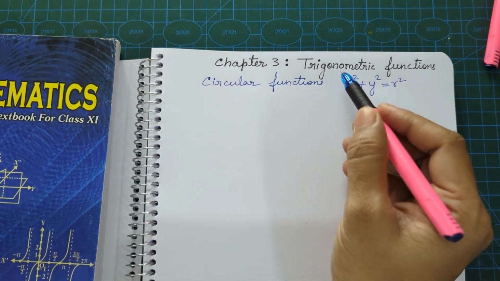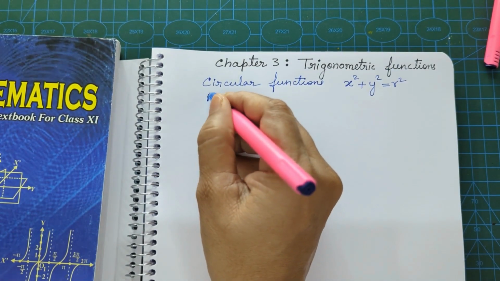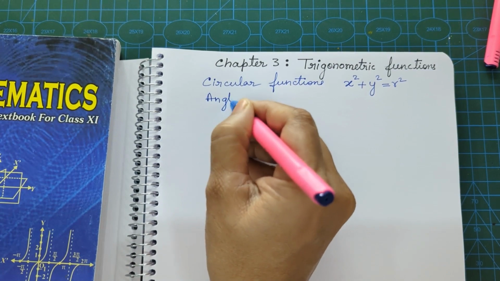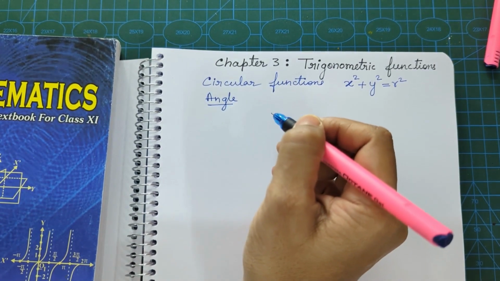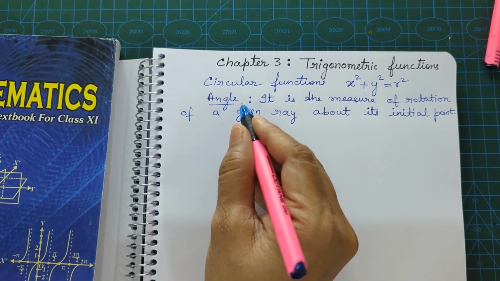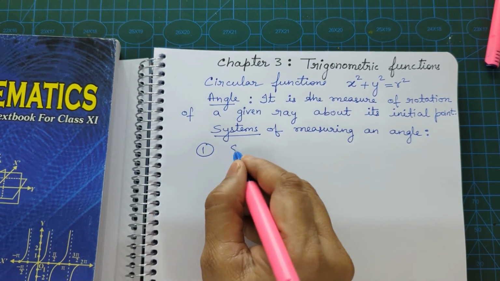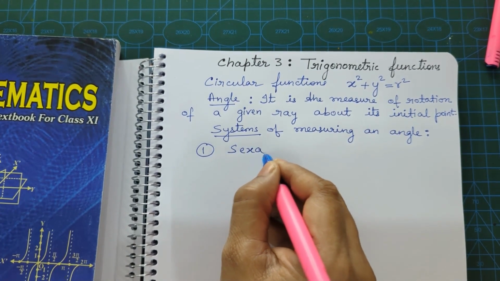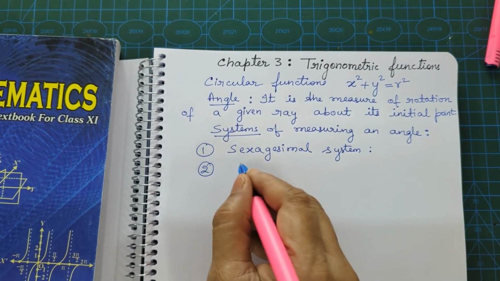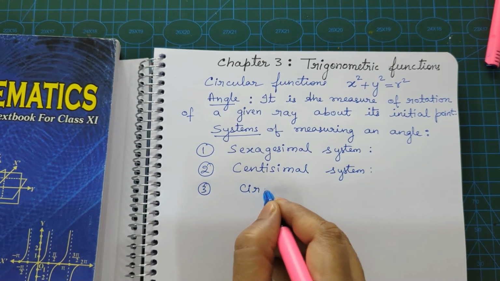Since we will be discussing trigonometric functions of various angles, we will start by defining an angle. How do we define an angle? The angle is the measure of rotation of a particular ray with respect to an initial ray or initial point. We can measure angle in 3 different systems of measurement. One of them is the sexagesimal system, next is the centesimal system, and next is the circular system.